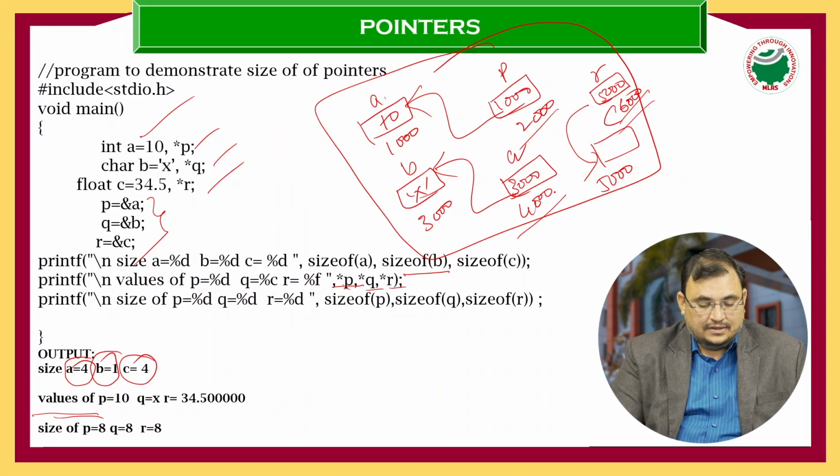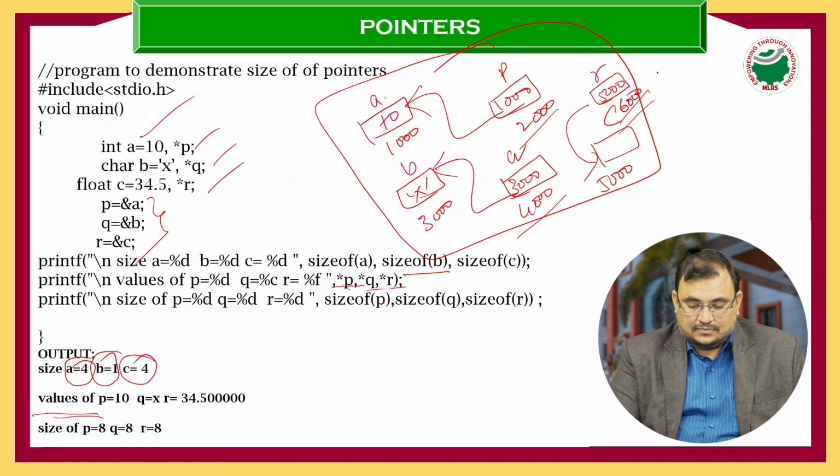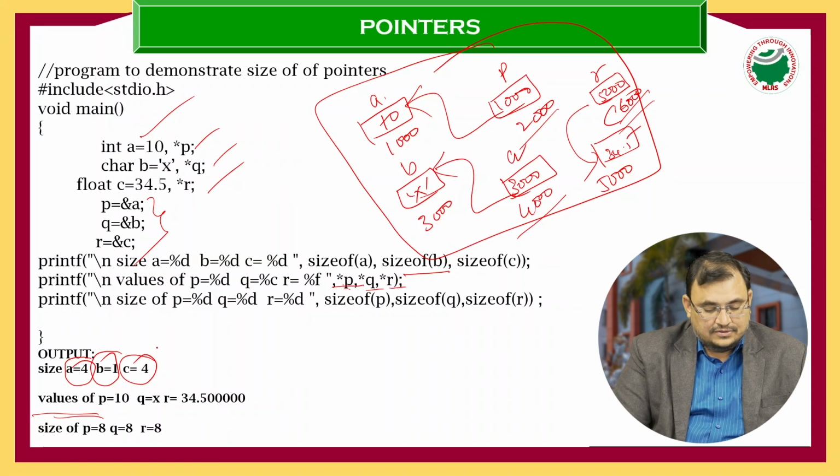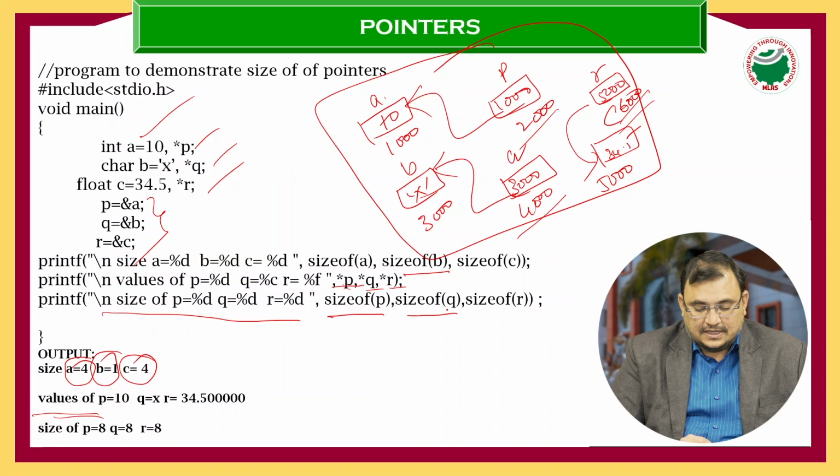Here C is storing the value 34.5. Now you are printing sizeof(P), sizeof(Q), sizeof(R). All are pointers only, and all the pointers are in the same segment.